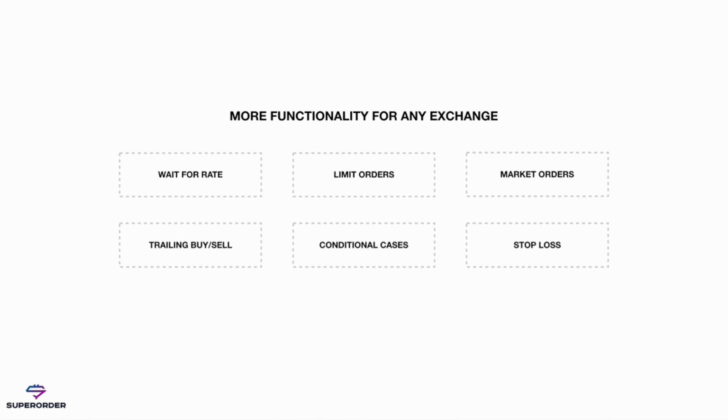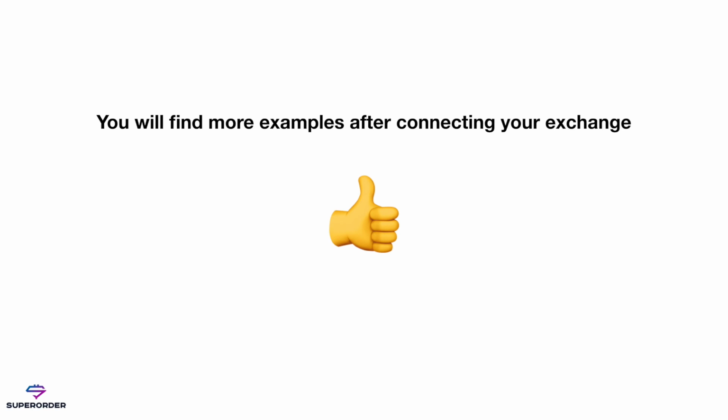There are different actions which will help you to build your own strategy, like trailing orders, conditional cases, and more. That's it. Simple. Now just close this pop-up, enter your API keys, and get access to some example strategies.